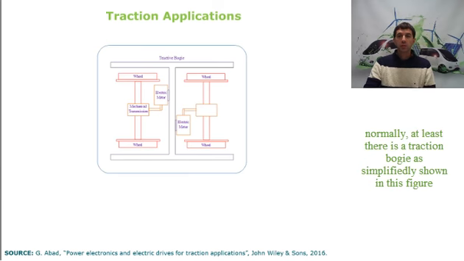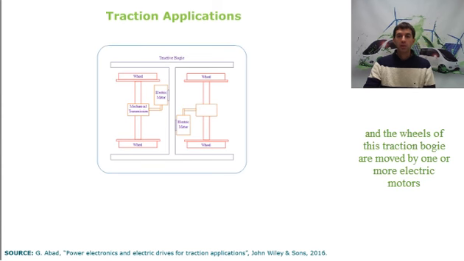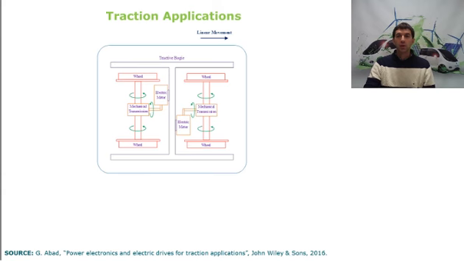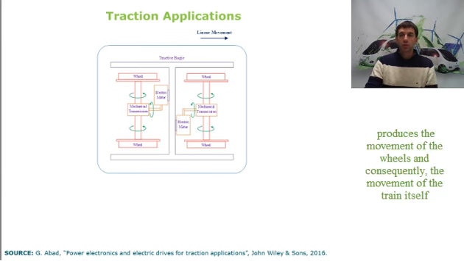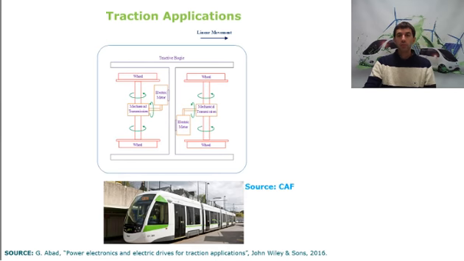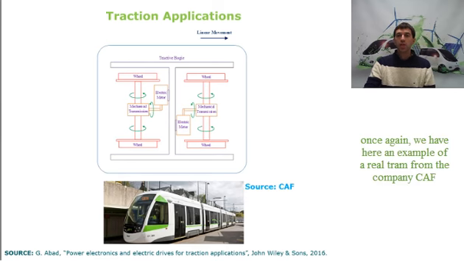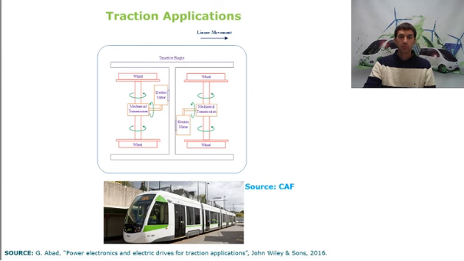Normally, at least, there is a traction bogie, as shown in simplified form in this figure. And the wheels of this traction bogie are moved by one or more electric motors. Therefore, again, the rotational movement of the motors produces the movement of the wheels and consequently the movement of the train itself. Once again, we have here an example of a real tram from the company CAF.